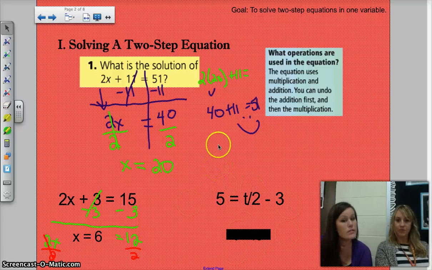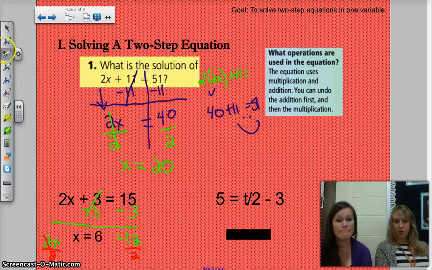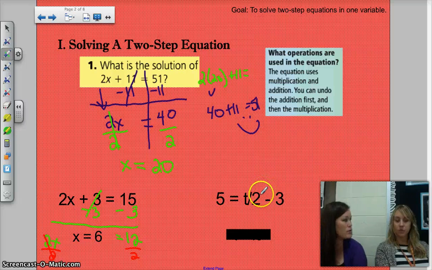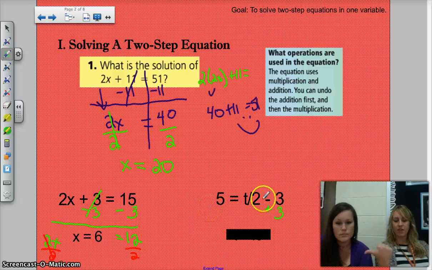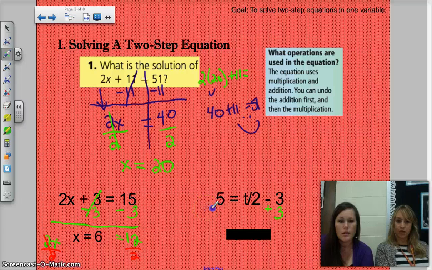Okay, this one looks a little scary, because it's written funny. It should be written better on your paper, hopefully. On your paper it probably says t over 2. So the first thing we need to do is get rid of this random 3. So we're going to add 3 this time because it's being subtracted. And guys, just because the variable is on the right side this time, doesn't matter. It's the same operations. Minus 3 here, plus 3.